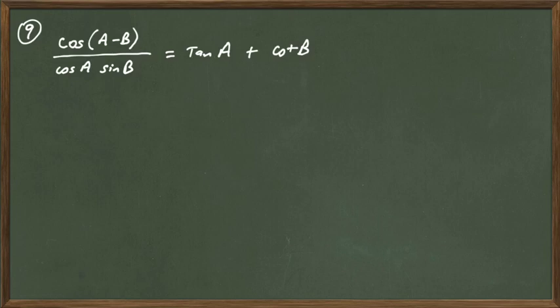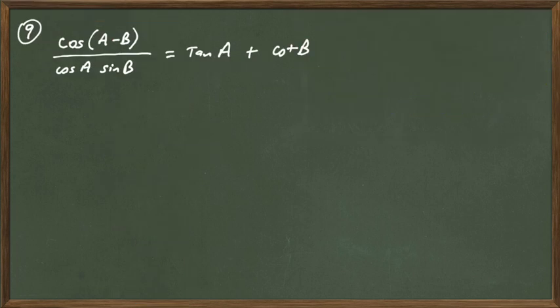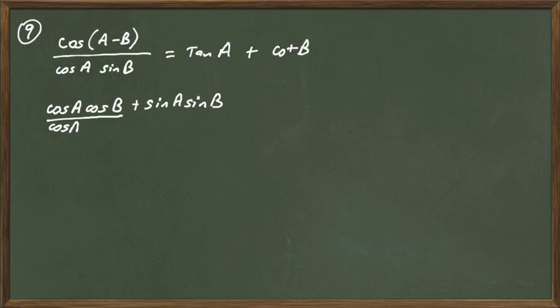Now, number 9, cosine A minus B. Does that look like the same identity? I think it is the same identity. So I'm going to call this what it says: cosine A, cosine B, opposite, so it'd be sine A, sine B. What are they both divided by? Cosine A, sine B, right? And what are they divided by? Cosine A, sine B. Does anything divide out of these?